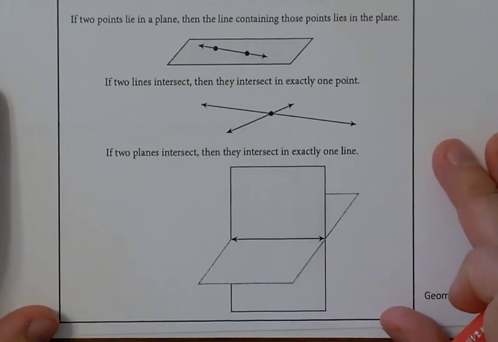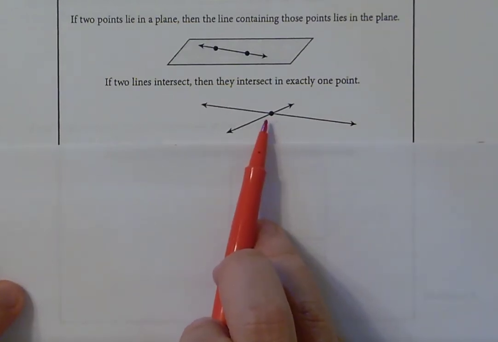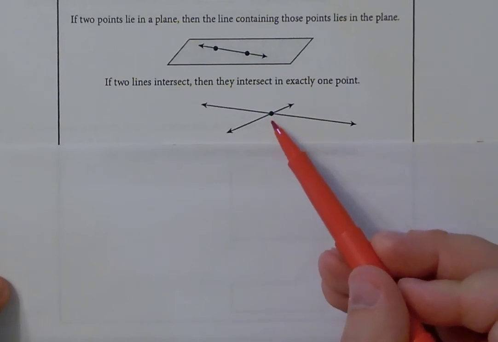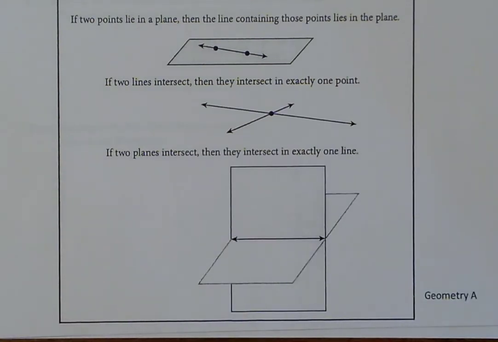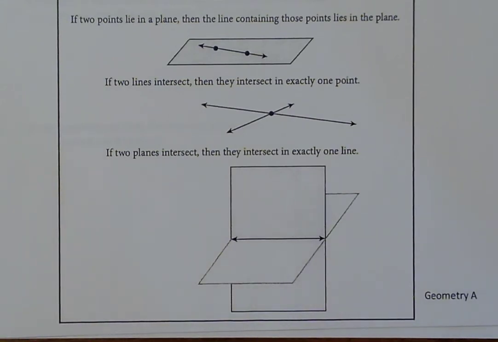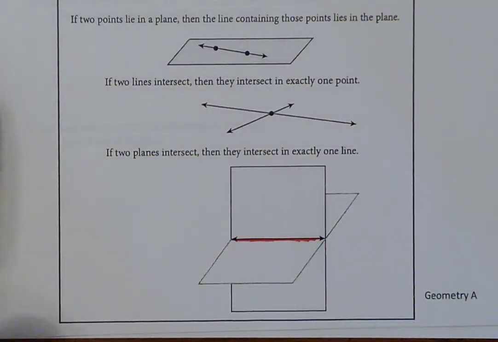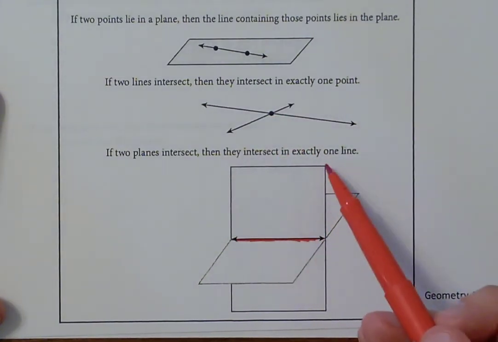All right, next one. If 2 lines intersect, they intersect at exactly 1 point. So if I have 2 lines that are going to cross over each other, they cross at only 1 point, in 1 point only. All right, last one states if 2 planes intersect, they intersect at exactly 1 line. Okay, think about it. If you could place a piece of paper through another one, it's going to cross at a line. So that cross section is going to be a line. So 2 lines cross at a point, 2 planes cross at a line.